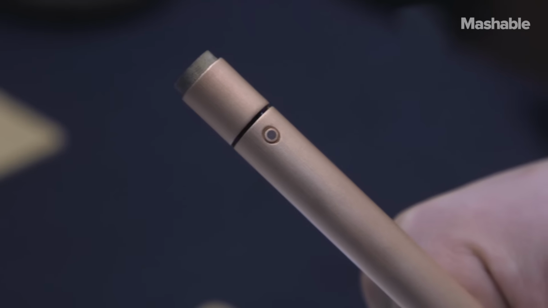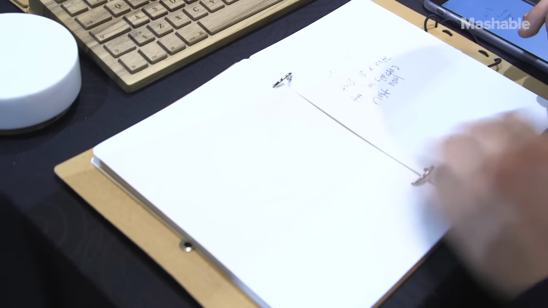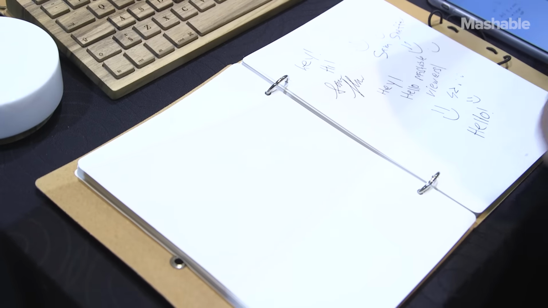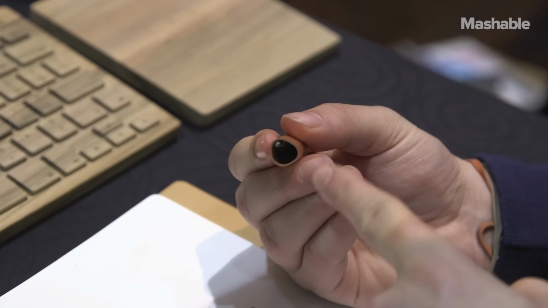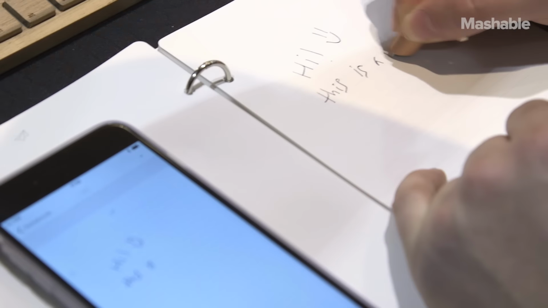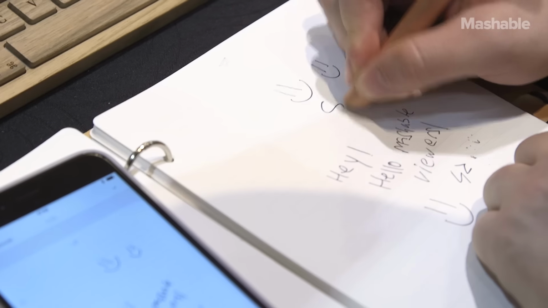This is the Stylograph. It is a smart pen that comes with a smart notebook for $400. And this pen is made out of copper. It's got a camera on the inside with it, an accelerometer and a gyroscope. And it is hyper accurate and actually will put all of your drawings and notes on this paper live.